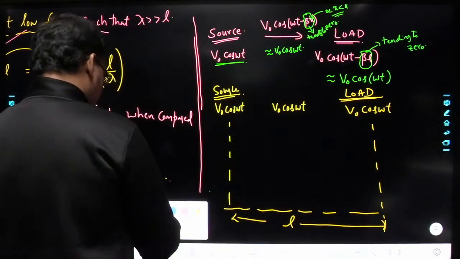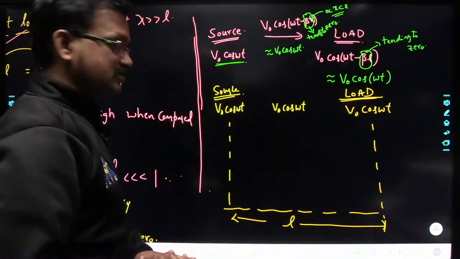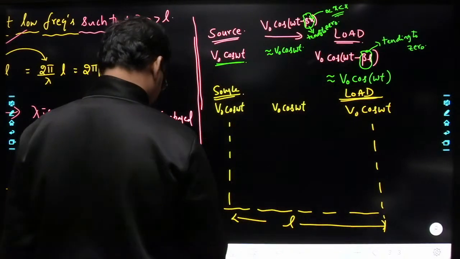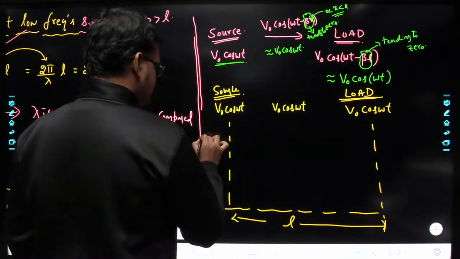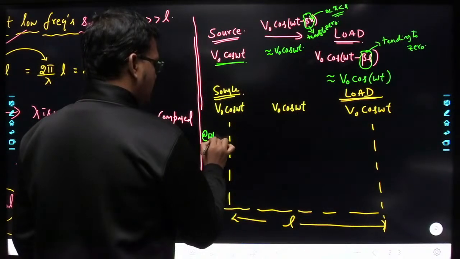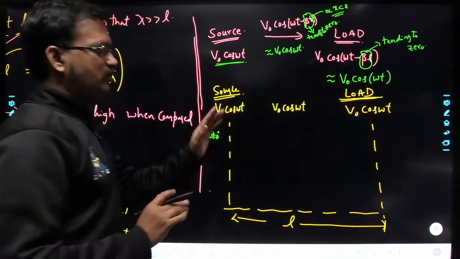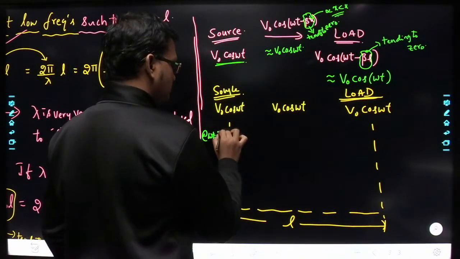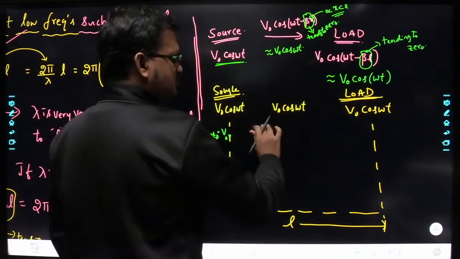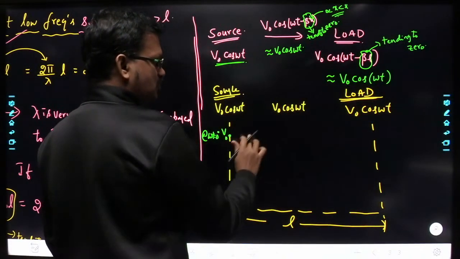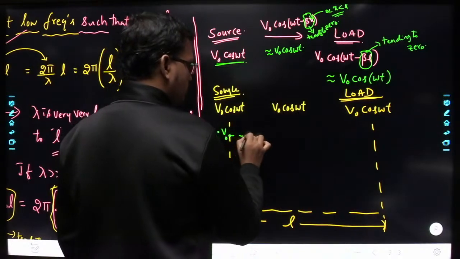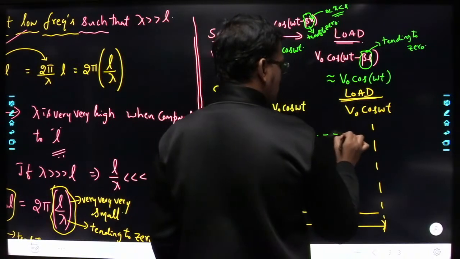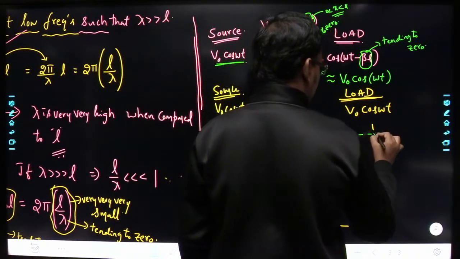Now let us consider t equal to 0, that is, omega t equal to 0 degrees. At omega t equal to 0 degrees, the voltage at the source is V naught. The voltage along the line is also almost V naught, and at the load it is also almost V naught. Yes or no?